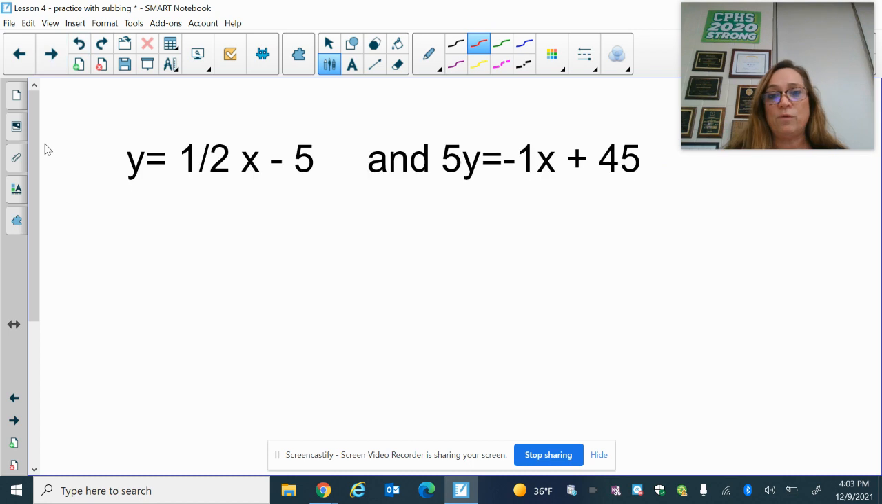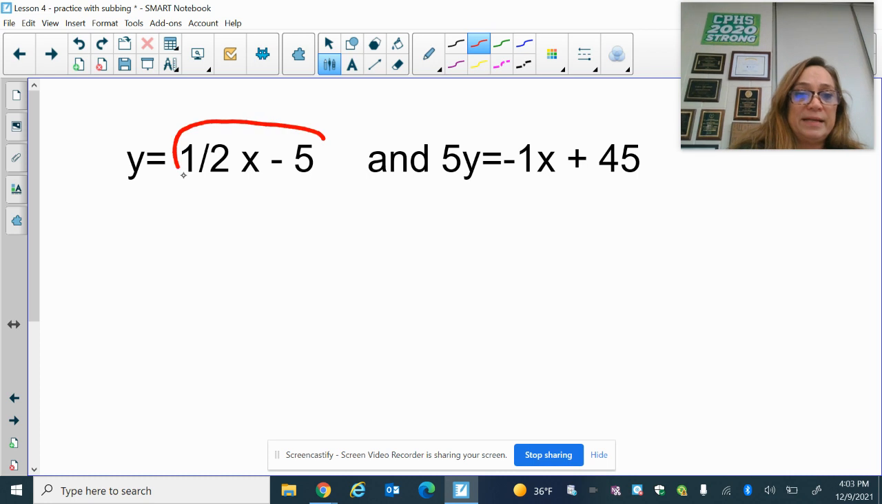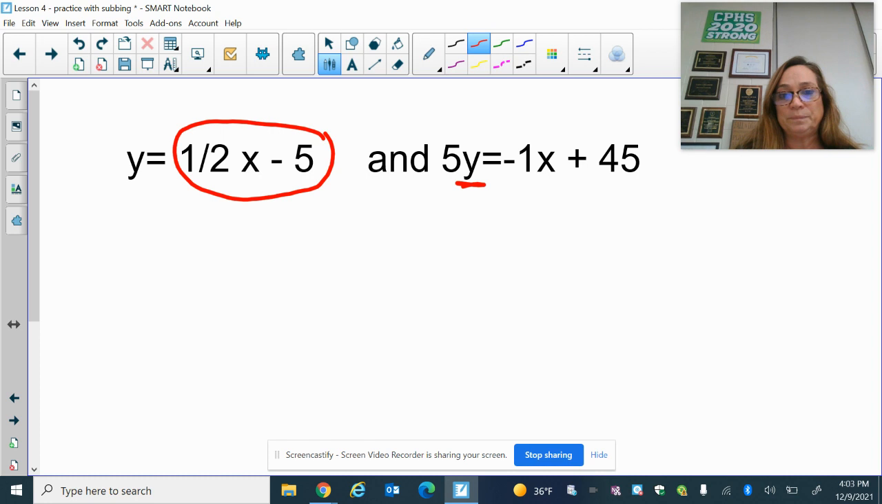All right, so example 4. Since this is solved for y, I'm going to take this expression and I'm going to substitute it right here. So again, stop the video, do this by yourself, and then we're going to go over it.